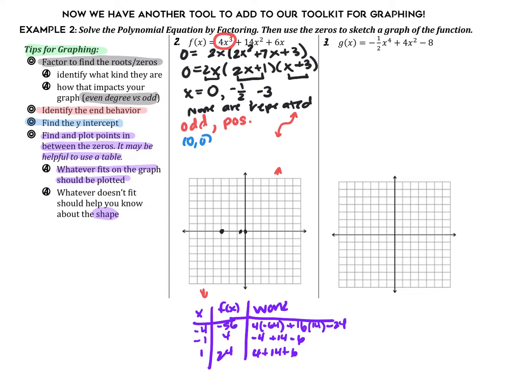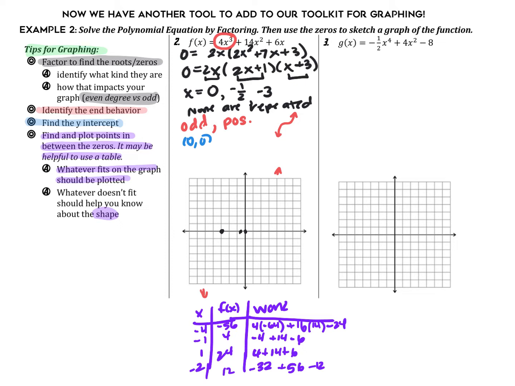So it looks like when I plug in those values, only one of them fits on the graph, and I'm actually kind of curious what happens at -2, so I'm going to plug that in as well. If I plug in -2, I'm going to get -32, 4 times -8, plus 14 times 4, which is going to give me 56, minus 12, 6 times 2. So if I combine those, I'm going to get 12. So that's going to go off my graph quite a bit.